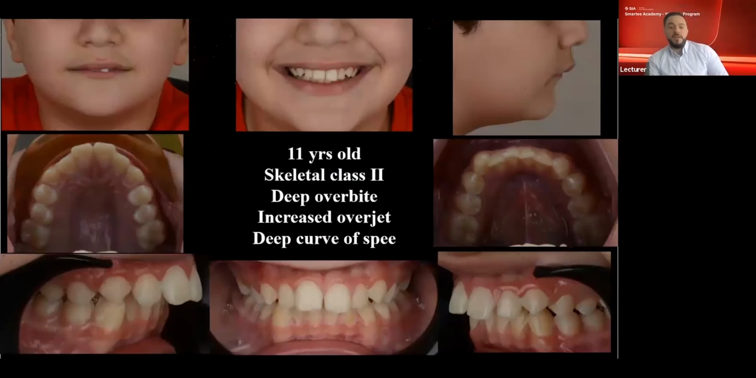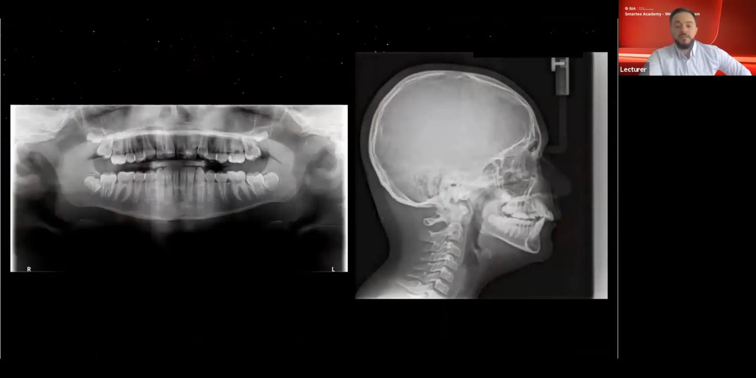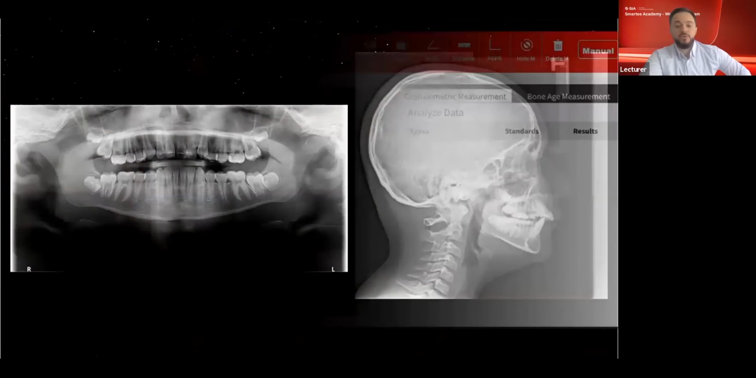Okay, so let's move to another case where the patient has a skeletal discrepancy. This young 11 years old boy came with a skeletal class 2, and he has the three signs of malocclusion: deep overbite, increased overjet, and deep curve of Spee. The lips were incompetent. The maxilla needs some expansion. By taking the x-rays, we can see that the patient has a skeletal class 2 malocclusion.